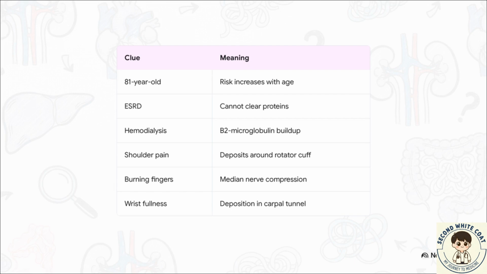Then we look at the physical symptoms. Bilateral shoulder pain and hypertrophy. That translates to abnormal deposits physically thickening the tissues around her rotator cuff. And the burning fingers and thenar atrophy? That's a textbook description of median nerve compression, basically carpal tunnel syndrome, which is backed up by the wrist fullness indicating actual physical deposition right inside the carpal tunnel. You see how these puzzle pieces just snap together to form a highly specific clinical picture?